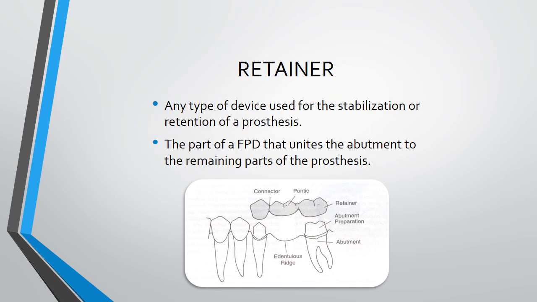The fixed prosthesis which is supported by the abutment will have three important components. They are retainer, pontic and connector. The retainer is a device which is used for the stabilization or the retention of a prosthesis. I mean to say, the retainer is the part of a fixed partial denture which covers over the prepared portion of the abutment tooth, or it can be defined as a part of the fixed partial denture that unites the abutment to the remaining parts of the prosthesis.